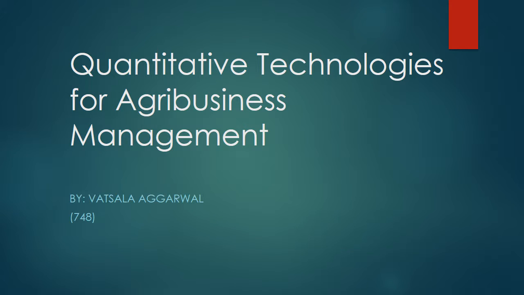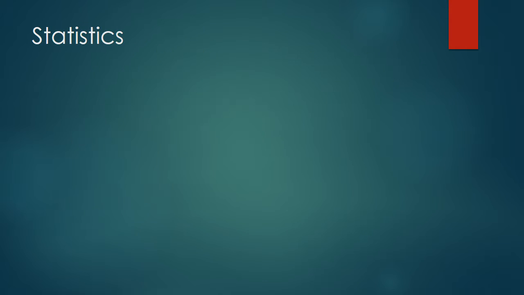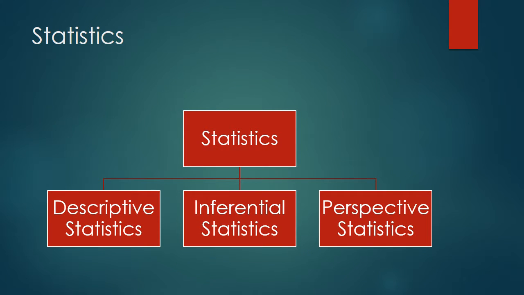I'm Vatsala and today I'm going to discuss what I've learned from the course of Quantitative Technologies for Agribusiness Management taught by Dr. Sachin Jain. First we learned about statistics. Statistics is the study of a sample with which we can infer about the population. It is of three types: descriptive statistics, inferential statistics and prescriptive statistics.